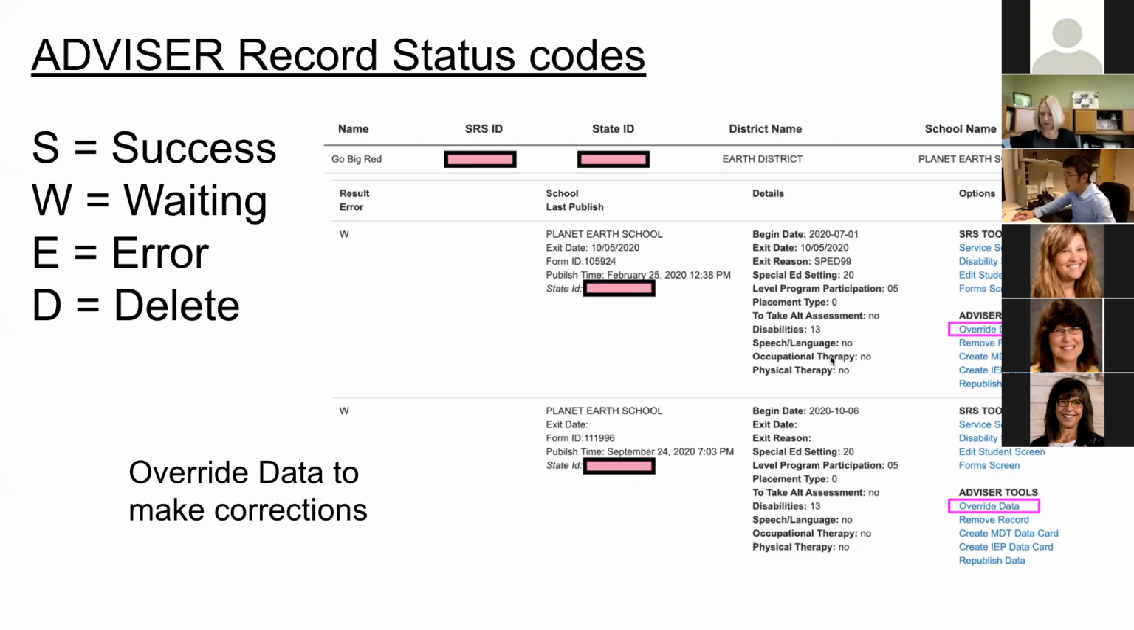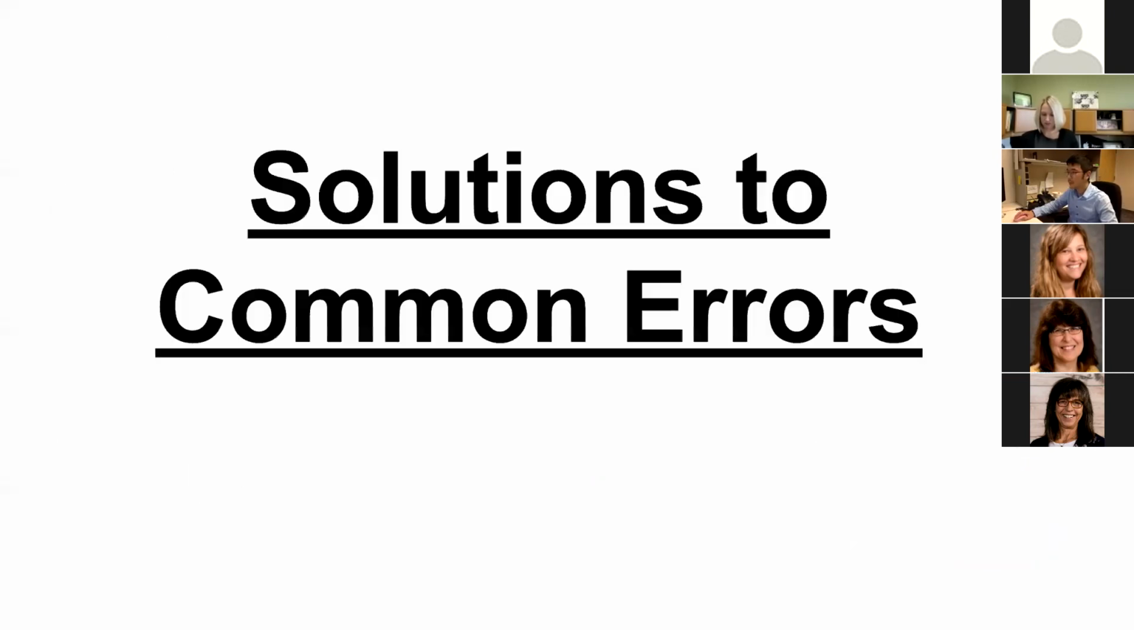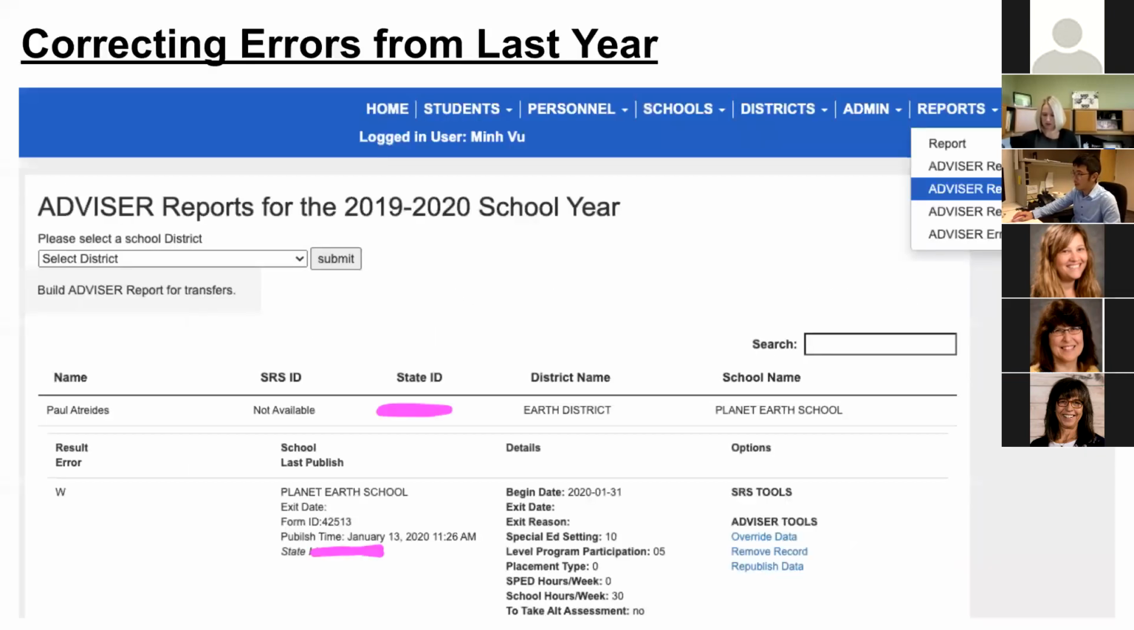If corrections do need to be made at all to an advisor record, you'll just click on Override Data, and it will take you to a screen where you can edit any data element that is here. And we're going to run through just some really common solutions to common errors.